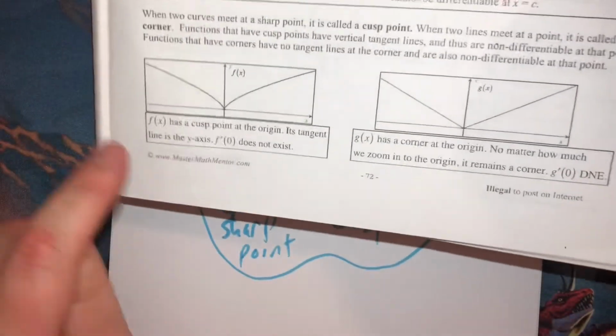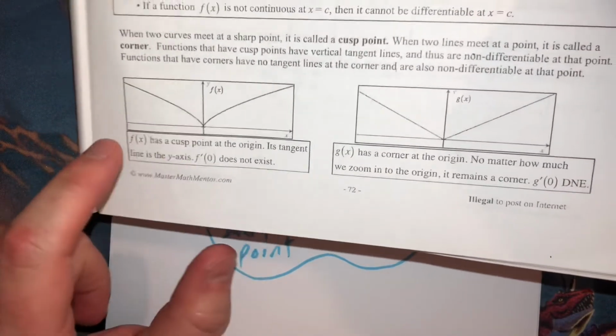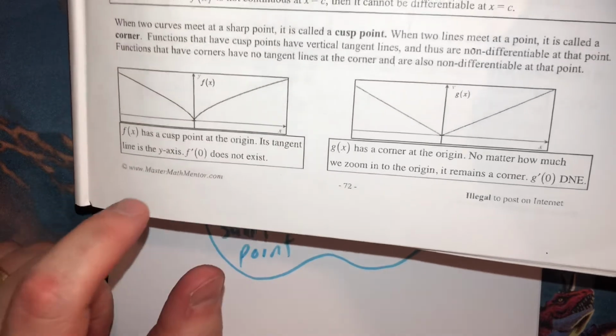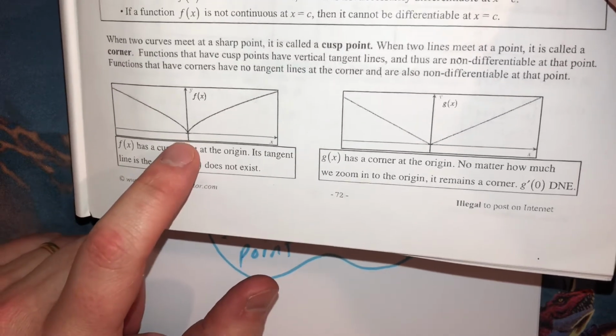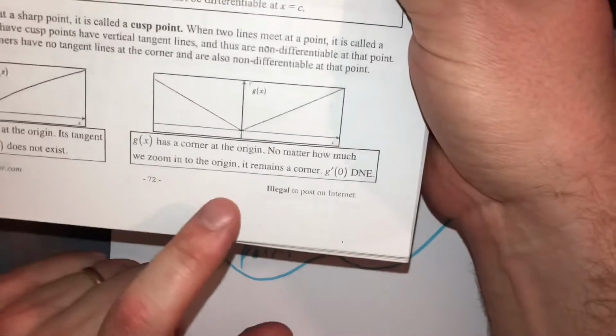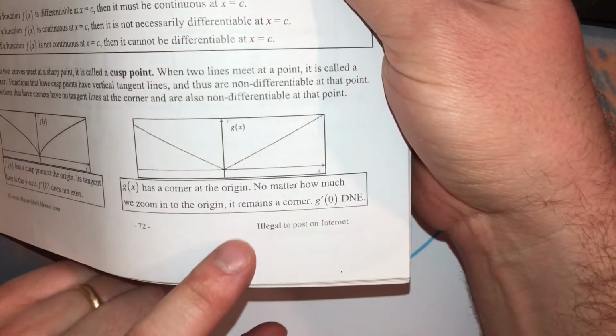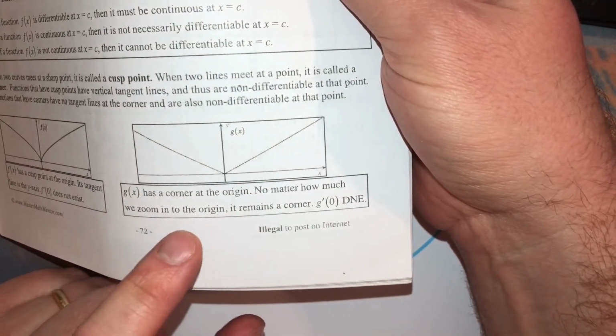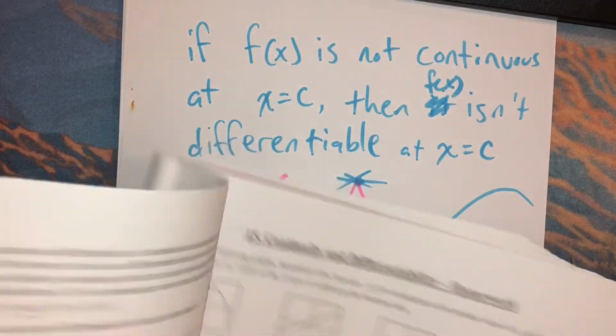So the two examples that we have here. This is a cusp right here, and because of that cusp, we could say that f prime of 0 is DNE, or does not exist. And similarly here, g prime of 0 is DNE.